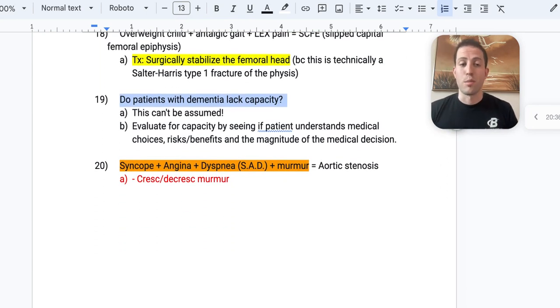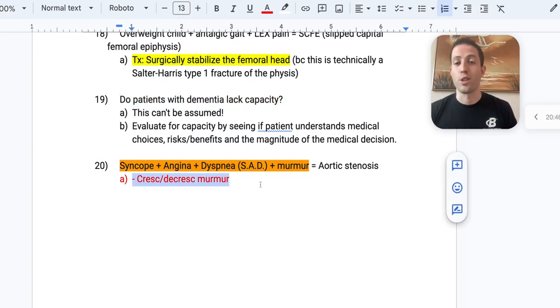And last but not least, number 20, if you see SAD, so syncope, angina, and dyspnea, plus a murmur, you're thinking aortic stenosis. And just for bonus points, it's going to be a crescendo, decrescendo murmur. All right, guys, those are the 20 most important facts that you need to know from NBME 12.